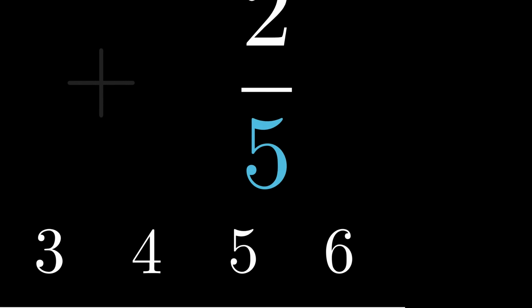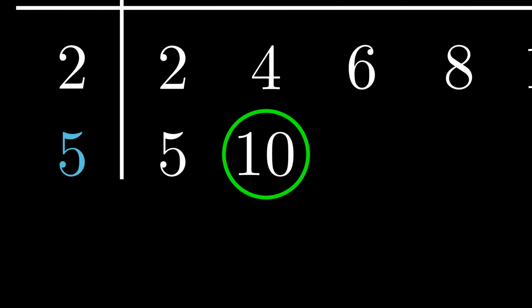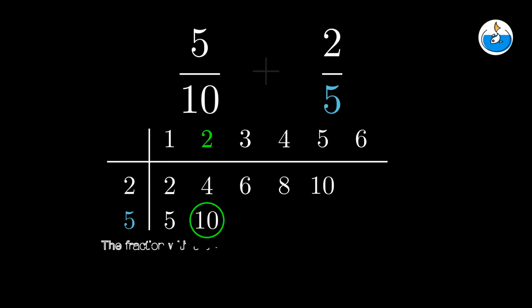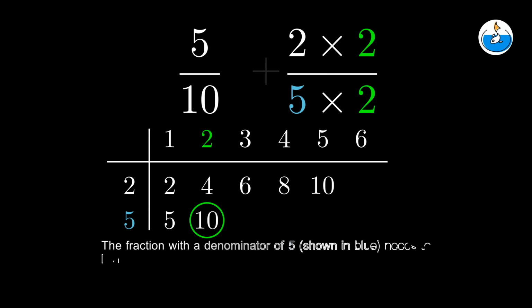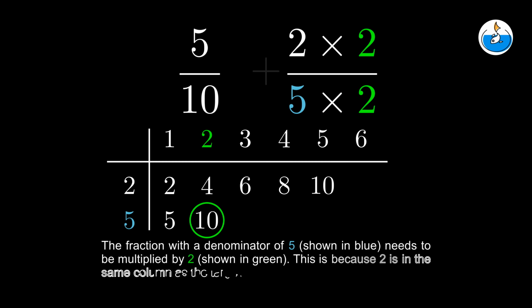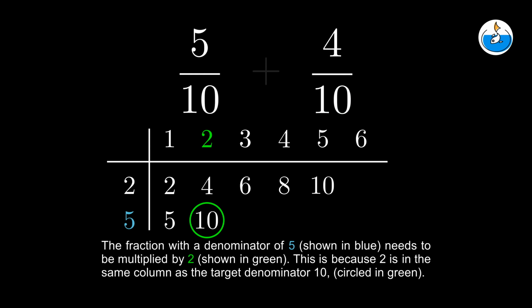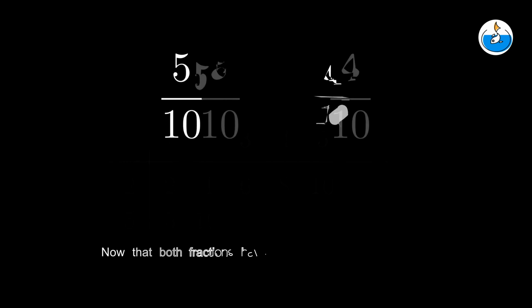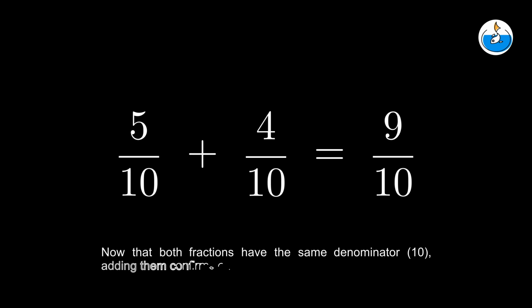The fraction with a denominator of 5, shown in blue, needs to be multiplied by 2, shown in green. This is because 2 is in the same column as the target denominator 10, circled in green. Now that both fractions have the same denominator 10, adding them confirms our earlier result.